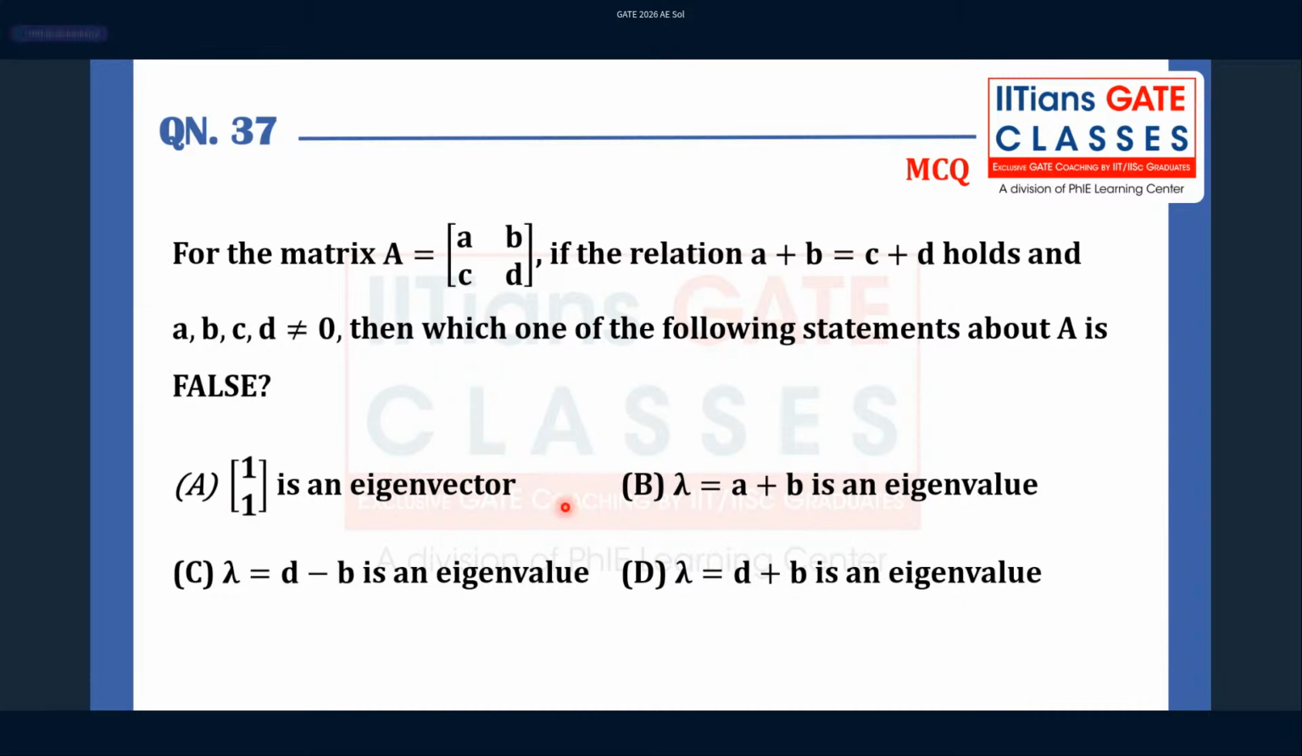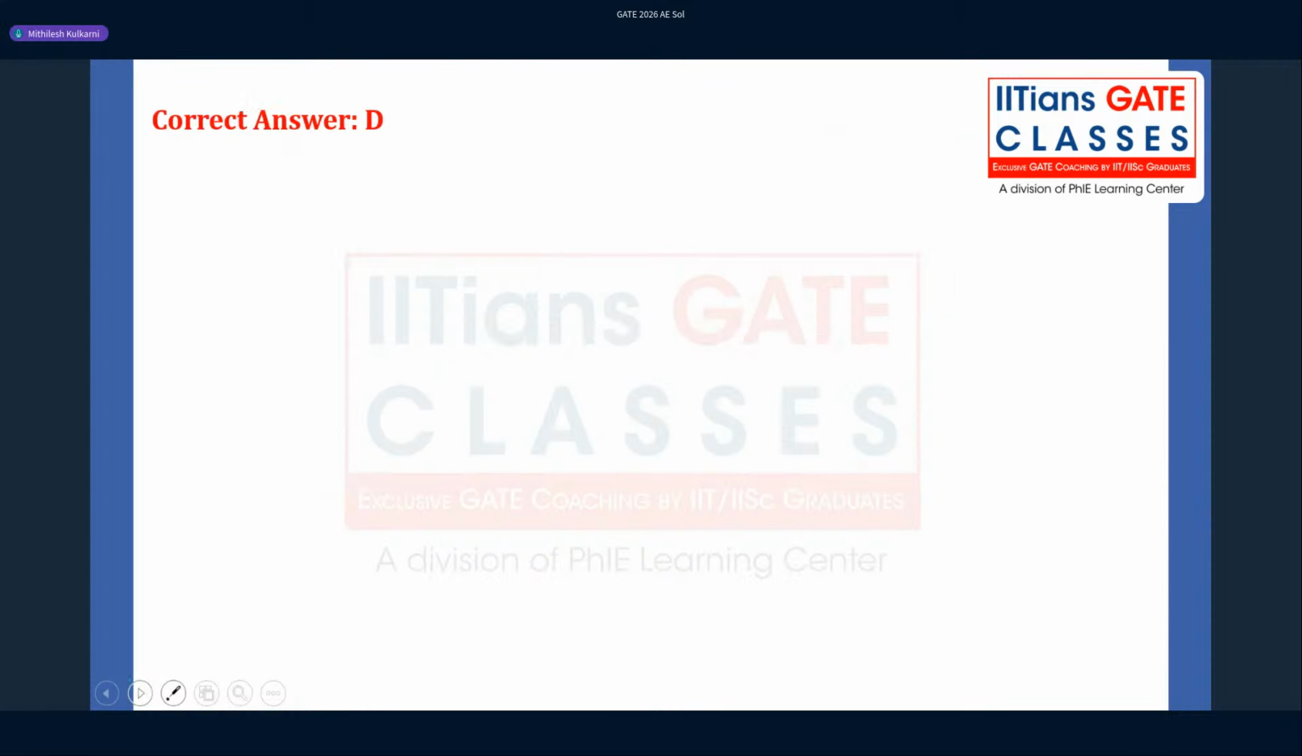One statement is about the eigenvector, and the rest of the 3 statements are about the eigenvalues. So this question is all about eigenvalues and eigenvectors. If you are able to find the eigenvalues and eigenvectors, we can easily solve the problem. Let's start with option 1. The first option says this is an eigenvector. Let's check whether it is an eigenvector or not. I'll solve this question here.